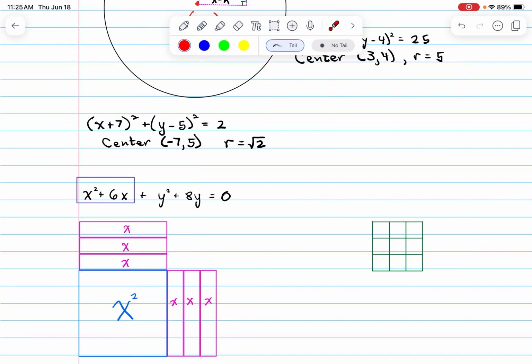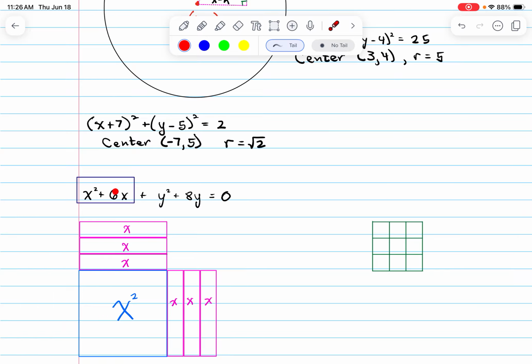See, it's x squared. What if this side is x units long and this side is x units long? Then this area in here is x squared. What about these 6x's? Well, let's take an x unit long and a 1 unit wide rectangle. If this is x units long and 1 unit wide, this area in here would be x.